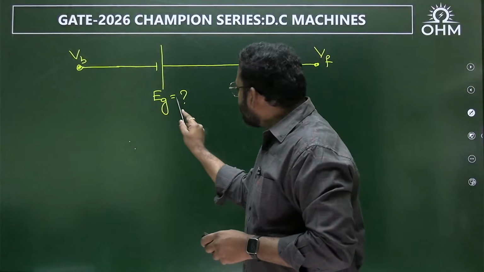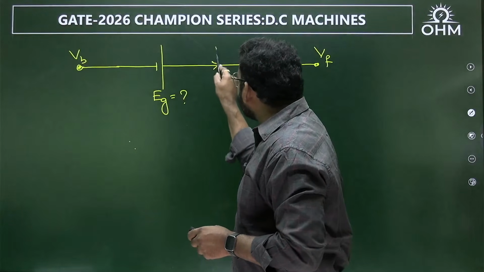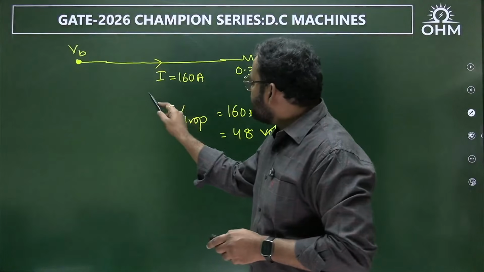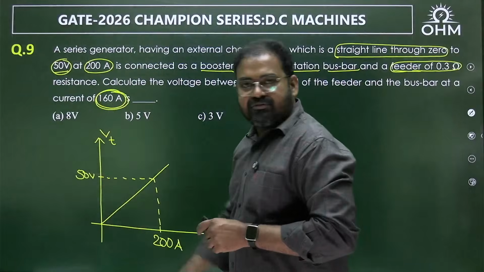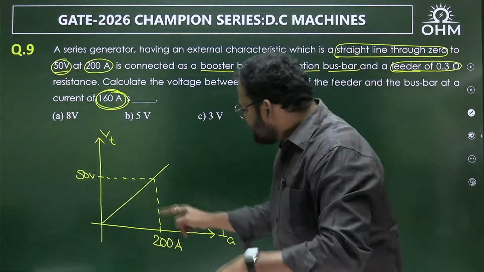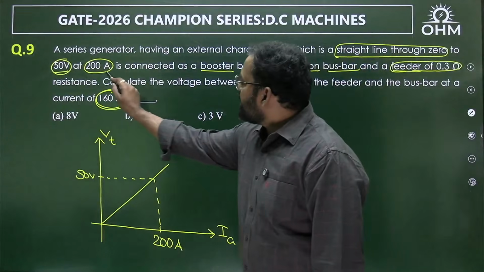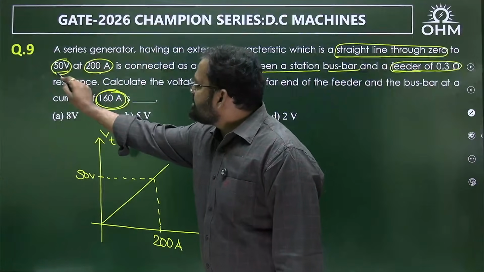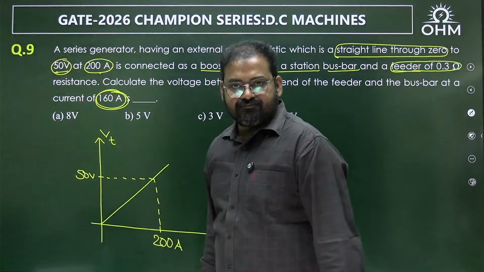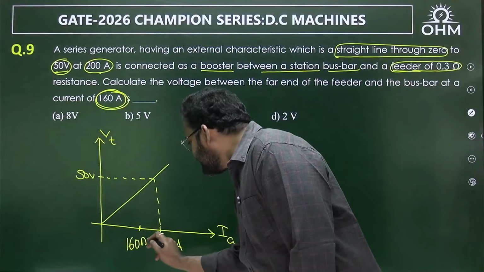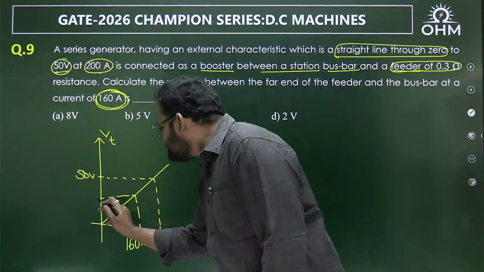And we are asked to find this voltage at what current? When it is 160 ampere, when the bus bar and feeder were carrying 160 ampere. But I know the generated EMF of the generator at 200 ampere. If the current is 200 ampere, my machine would have generated 50 volt. But if the current is 160 ampere, how much voltage will it generate?